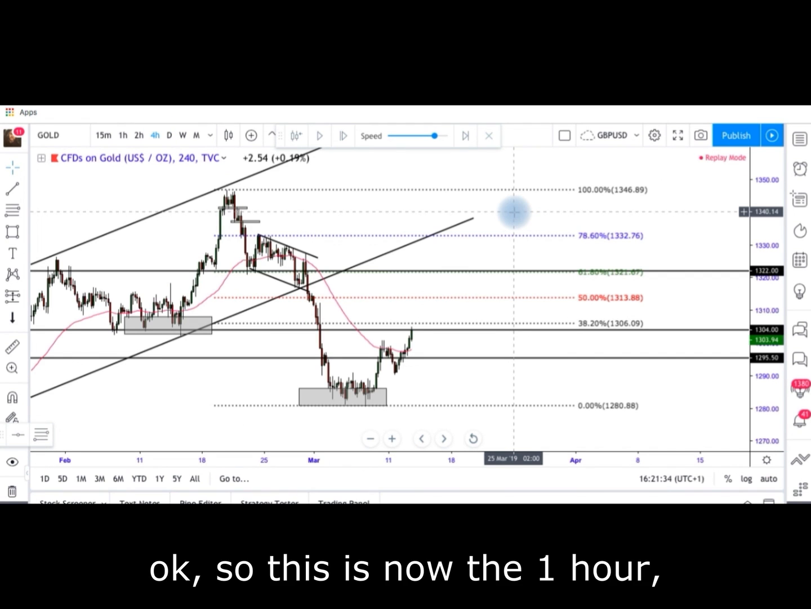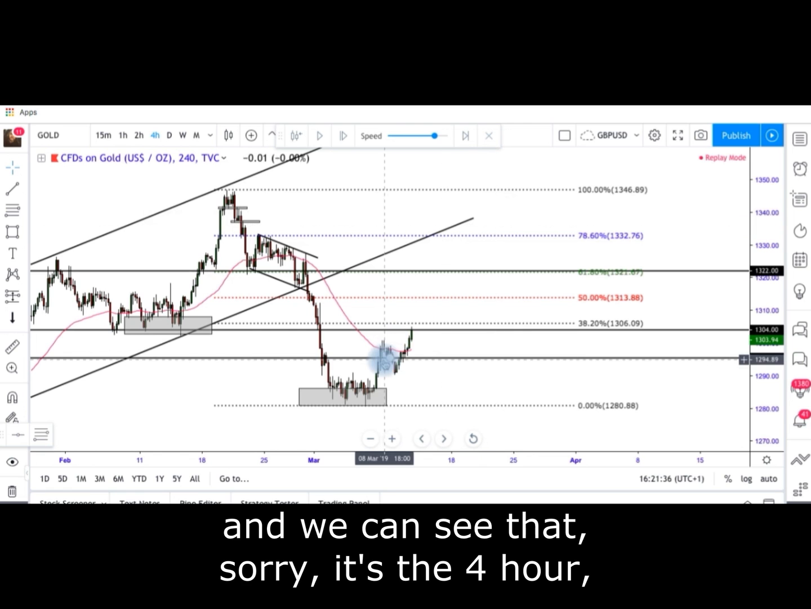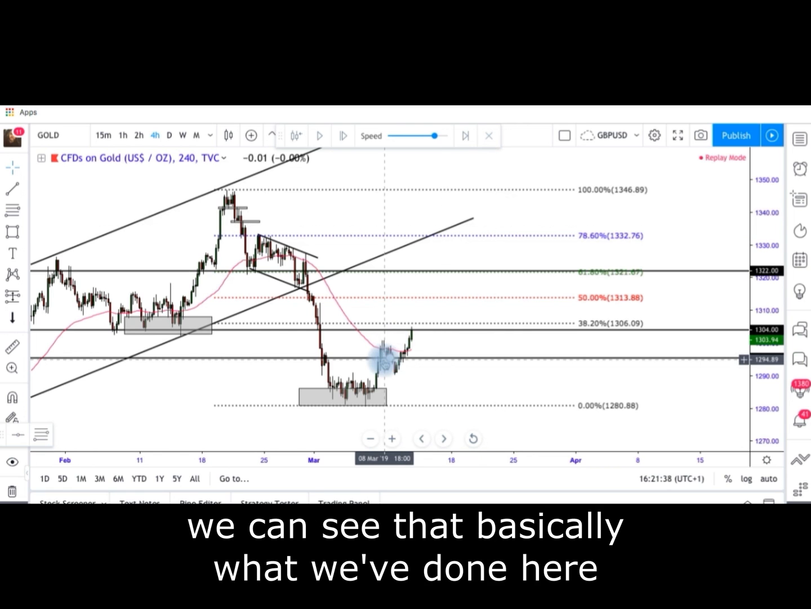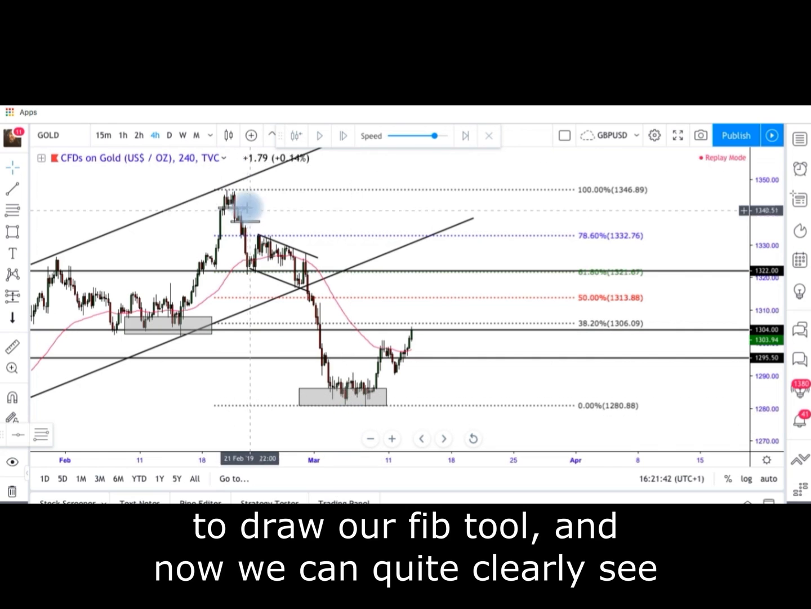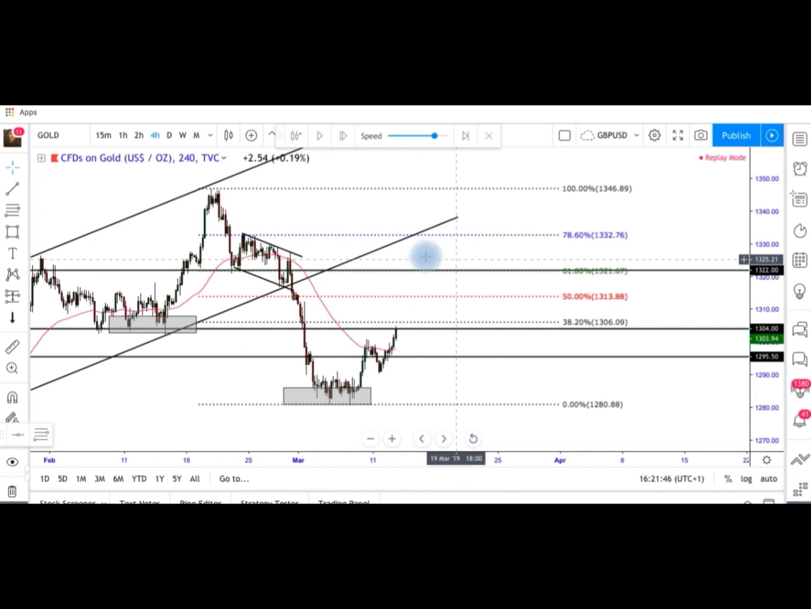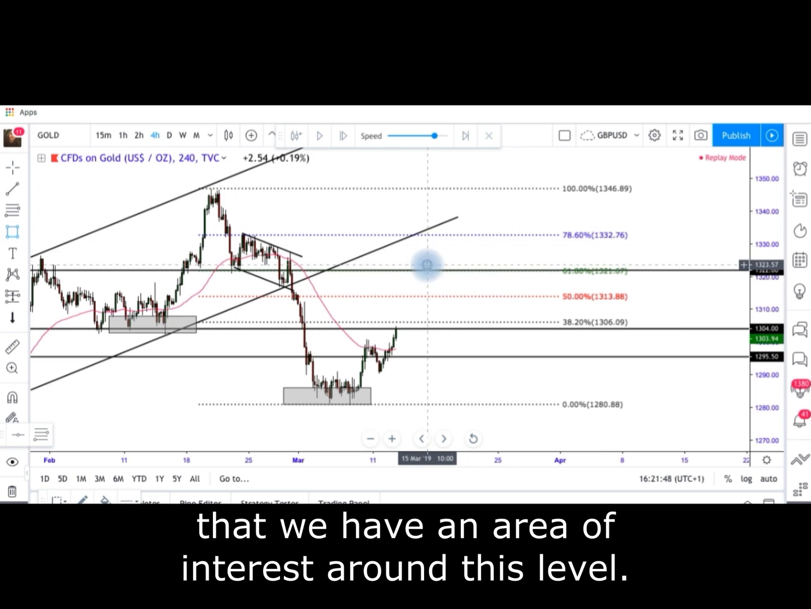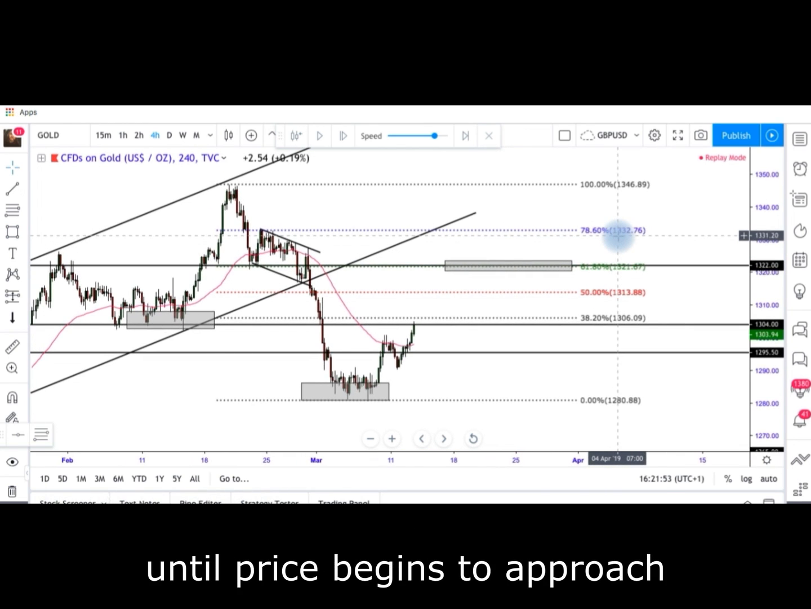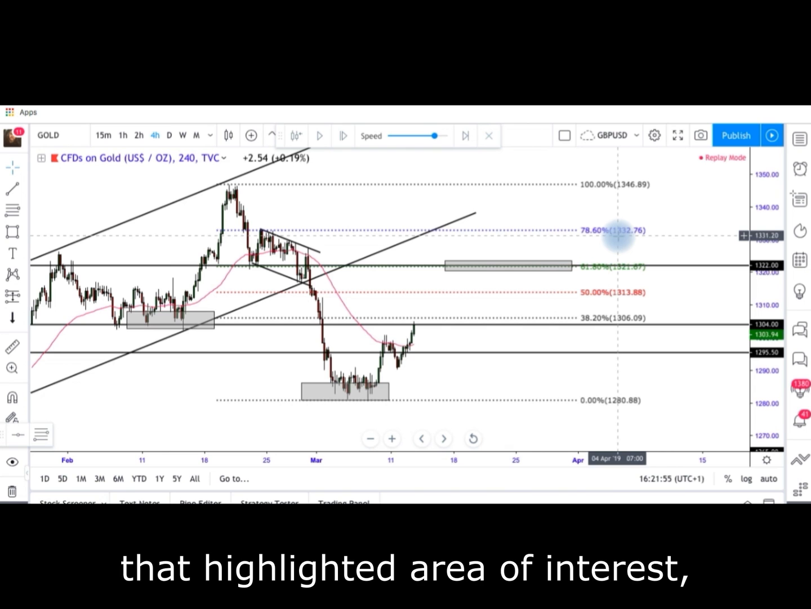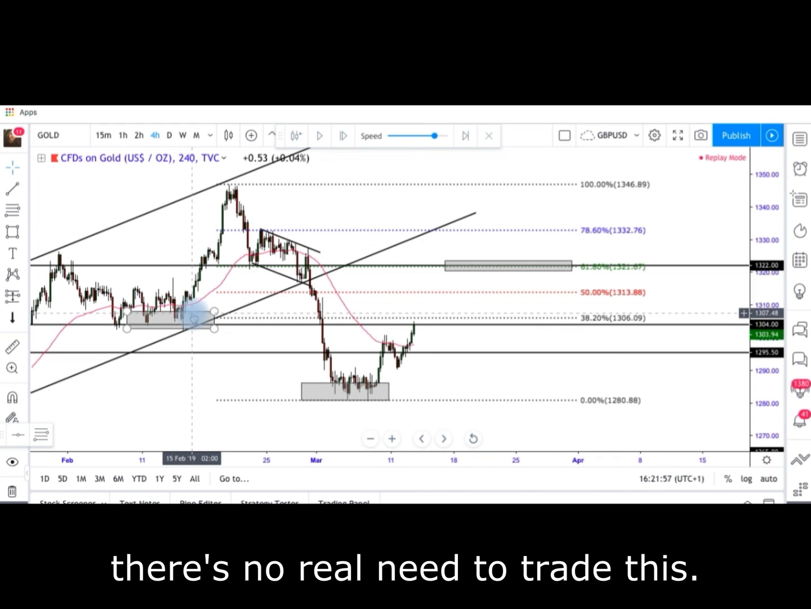Okay, so this is now the 4 hour. We can see that basically what we've done here is we've formed this base which has allowed us to draw our trend, our fib tool. And now we can quite clearly see that we have an area of interest around this level. So there's not really much point in doing anything now until price begins to approach that highlighted area of interest. There's no real need to trade this.